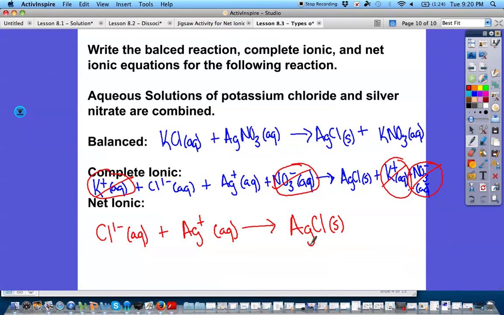Go ahead and take a look at the practice on the next page. You need to work on that for these. Write out the balanced equation. Make sure it's balanced. I know all the examples that we've worked on have already been balanced, but you need to double check that. Do the complete ionic and then net ionic. Stop by and ask me if you have any questions.